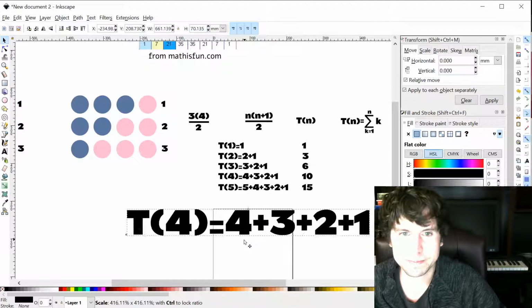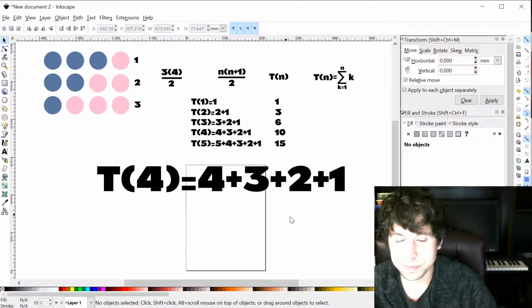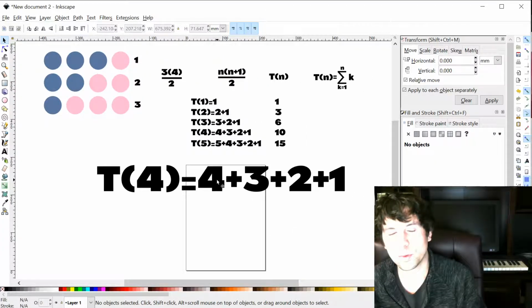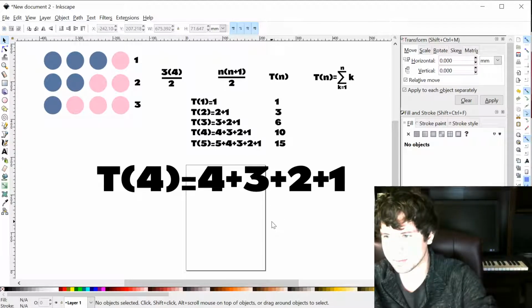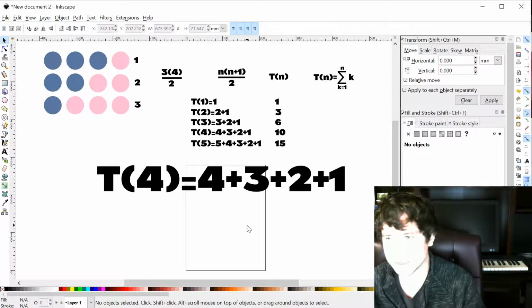You can also justify the formula like this. Let's say you've got this: 4 plus 1, the outer ones, make 5. The next ones in also make 5. Every pair, if you take a top and bottom, will always be one more than the last number. So 4 plus 1 is 5. 3 plus 2 is 5.